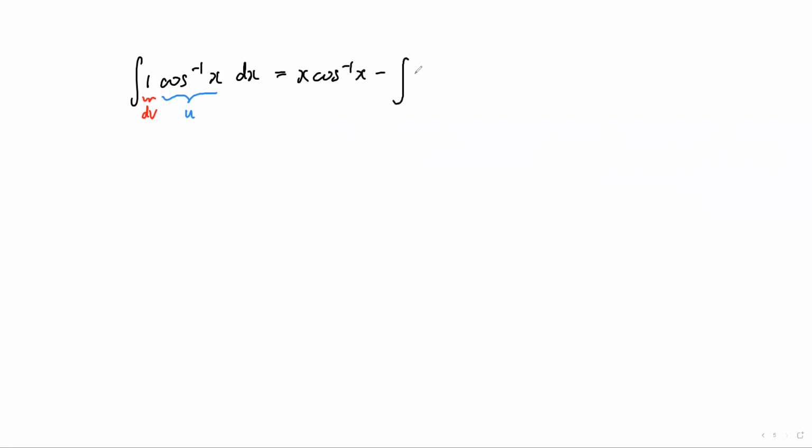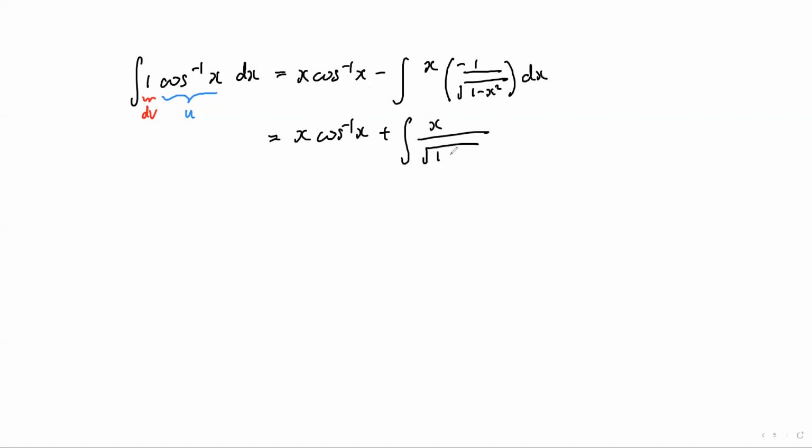Minus integrate v du. So v is x, and what is the differentiate of cosine inverse x? It's negative 1 over square root of 1 minus x squared. So let's simplify that. This would be positive, the integral of x over square root of 1 minus x squared dx.